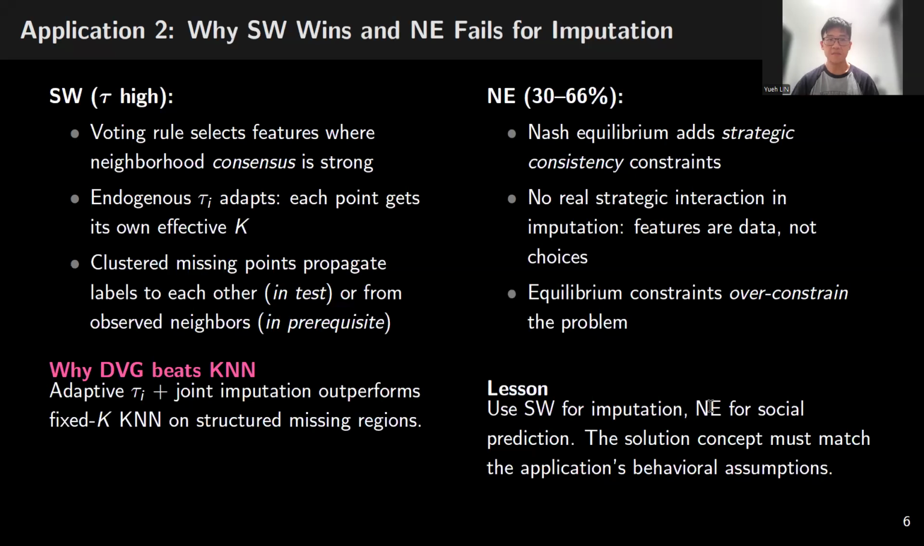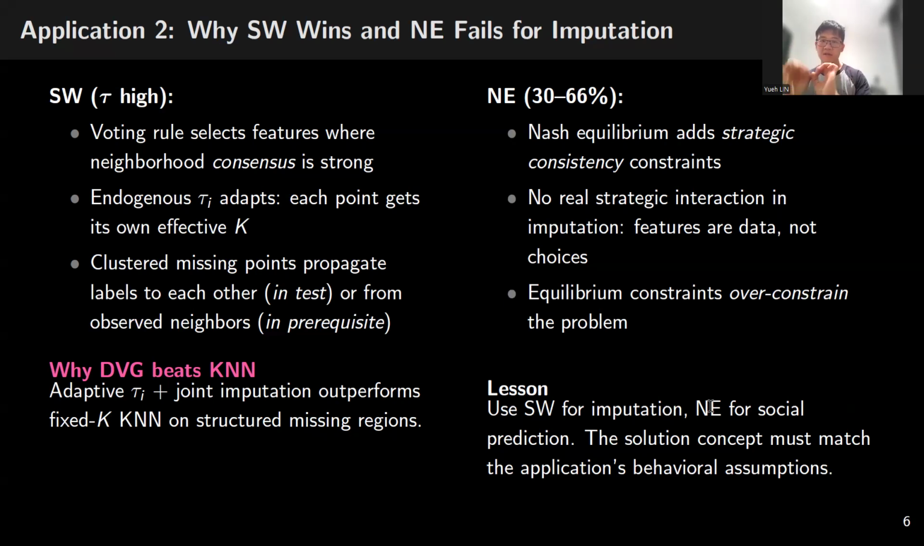And why is it the case? The voting game, which is the social welfare solution, wins for two different reasons working together. First, the endogenous threshold can be adapted for each individual, meaning that each point gets its own effective K rather than having a common K for every individual. The second reason is that the joint imputation implies all missing points in the data set can be imputed, can be solved in a simultaneous way.